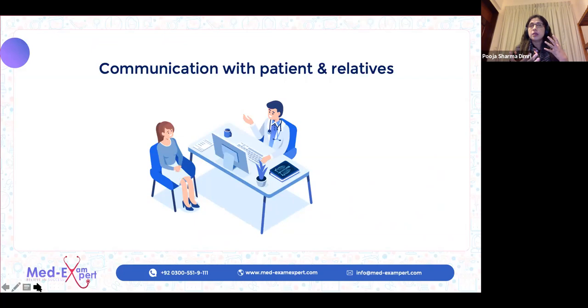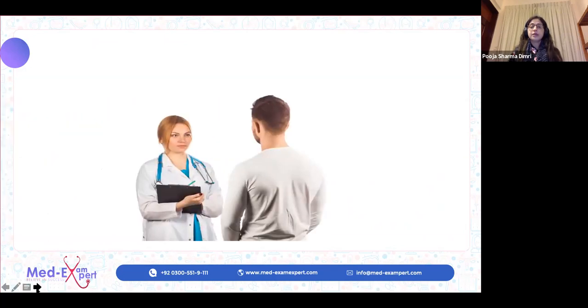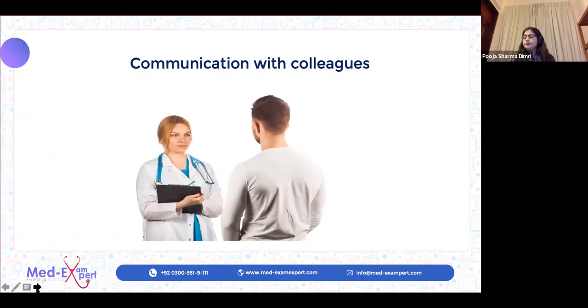So it is very important for all of you to understand that this non-verbal communication is as important as verbal communication. So this is about communication with patient and relatives. The next is communication with colleagues. Now this domain, communication with colleagues, is generally tested in the structured discussion station. So you will have around 4 structured discussions in the exam out of 14.